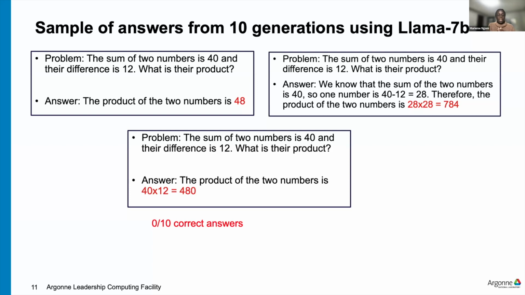So first I asked Llama 7B to solve this. I gave it the same request 10 times, and it never got the right answer. It would confidently tell me the answer is 48 or 784 or 480, consistently giving wrong answers.